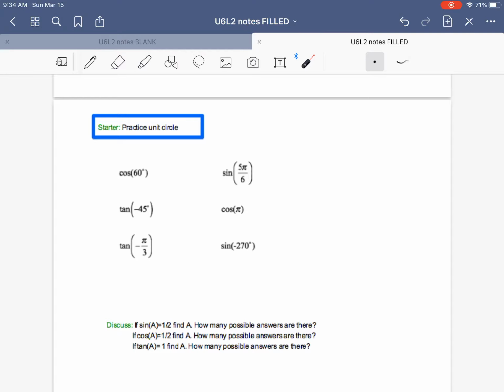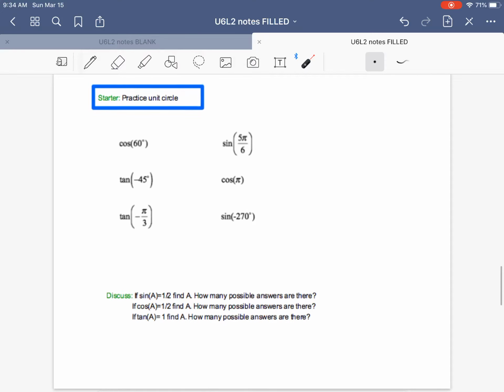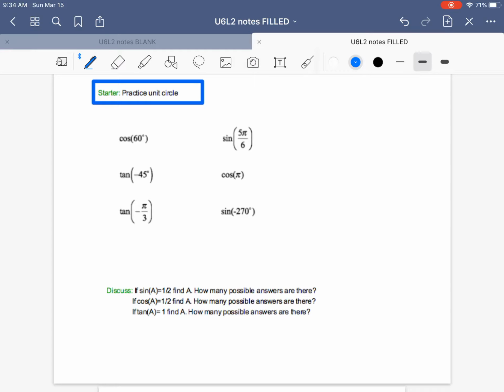Let's fill in this page here. So let's get the blue pen. Cosine 60 is going to be 1/2. Sine of 5 pi over 6 is also 1/2. Tan of negative 45, so that's down in quadrant 4, right? That's down there. So it's going to be -1. Cosine of pi is -1.